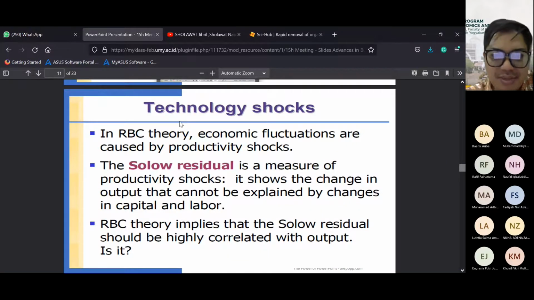Do you agree, Fikri? Is it or is it not? What is your idea, Fikri? Why is it, Fikri? I don't know, sir.